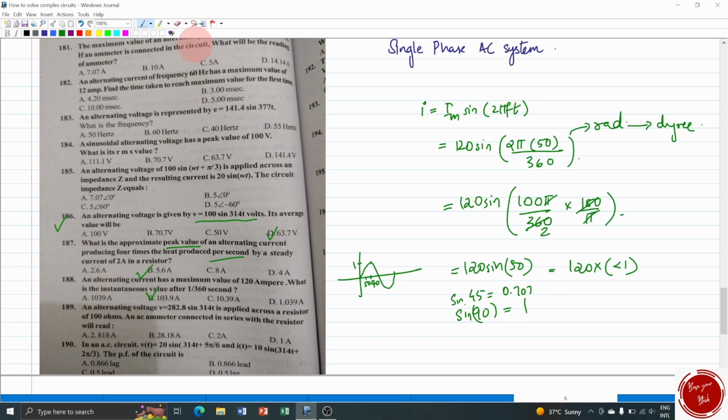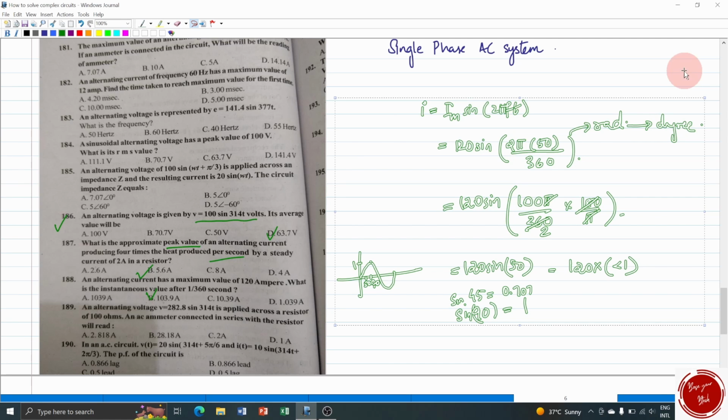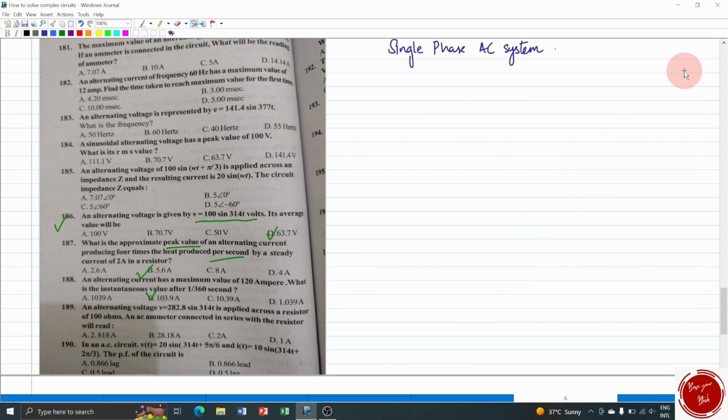Moving on to question number 189. An alternating voltage V is applied across a resistor of 100 ohms. An AC ammeter connected in series with the resistor will read. Okay, so the ammeter is connected in series. So the ammeter is going to read the current passing through this 100 ohms.